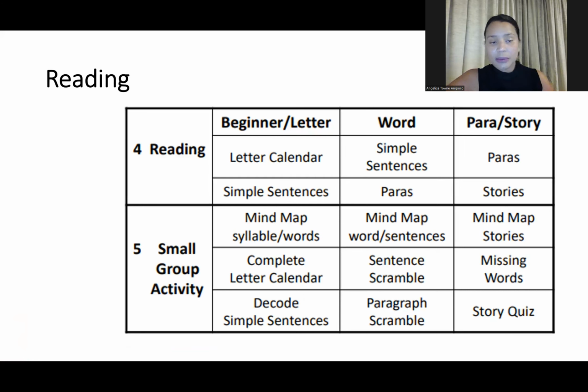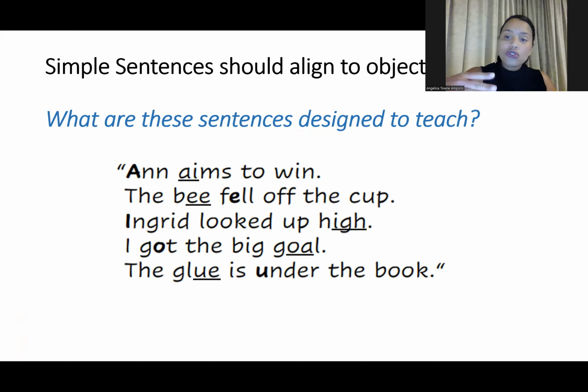So then in our lesson plan, we go to reading activities, really easy at word level. You're going to read simple sentences and paras. So choose your sentences and your paras to align with your objective, to align with whatever it is you're trying to teach. So for example, this story, what are these simple sentences designed to teach? Anne aims to win. The bee fell off the cup. Ingrid looked up high. What is this trying to teach?